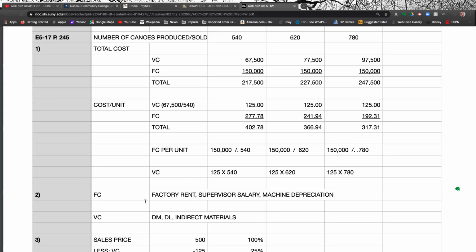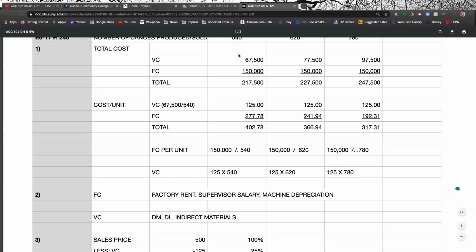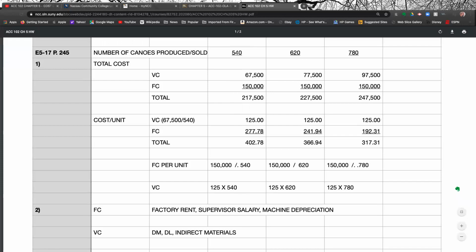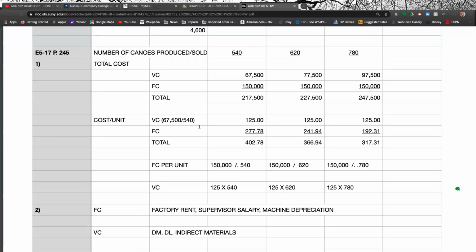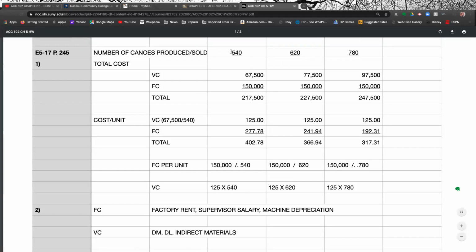Okay, well, the first thing I would say is the fixed cost is the same regardless of how many canoes you make, right? So here they're telling you 540 canoes, 620 canoes, 780 canoes. The fixed costs are exactly the same. So just fill that number in. All right, now, what about down here where it's per unit? Well, the variable cost we can figure out, because $67,500 divided by 540 canoes is $125 per canoe.